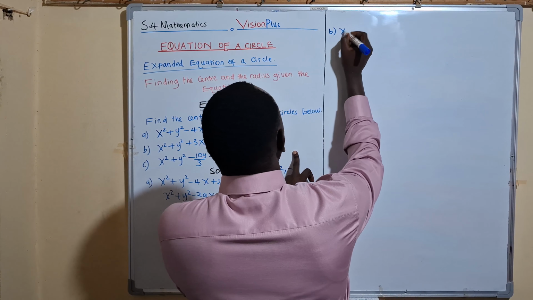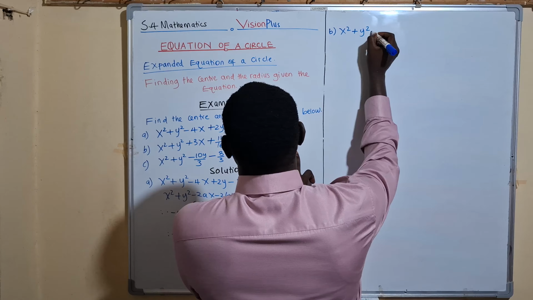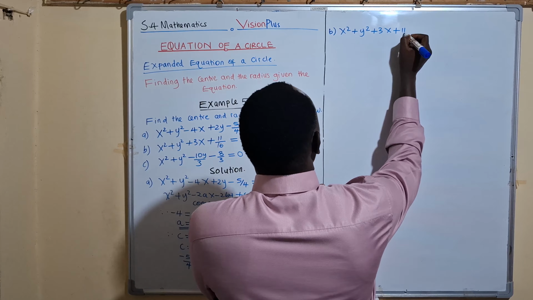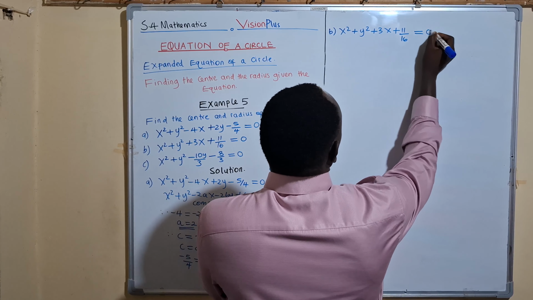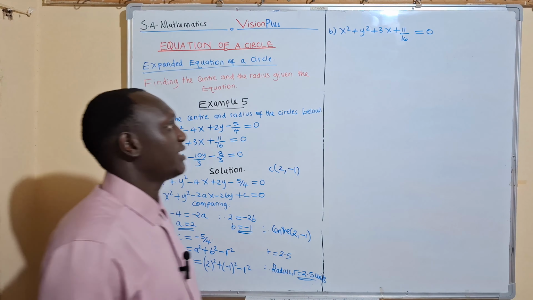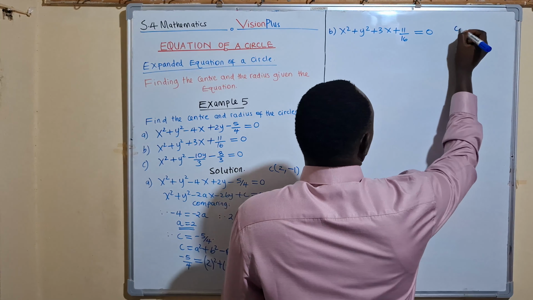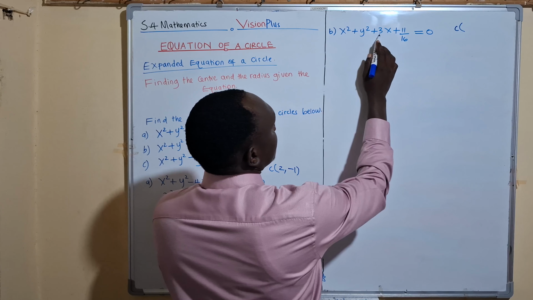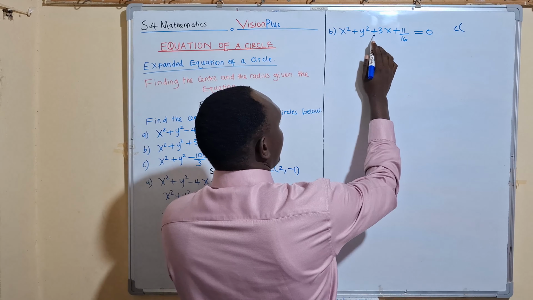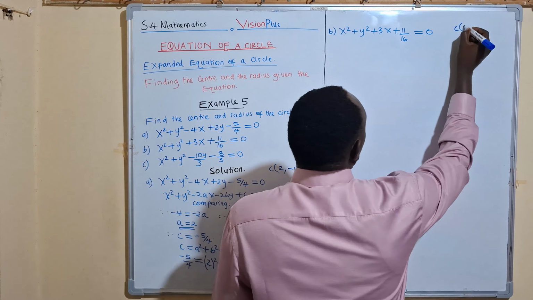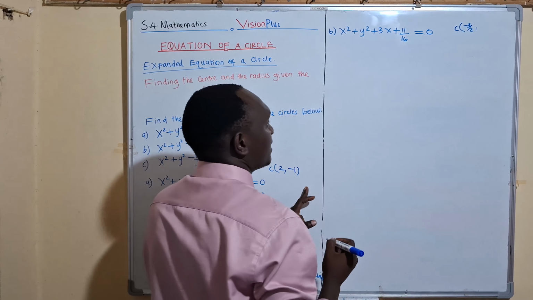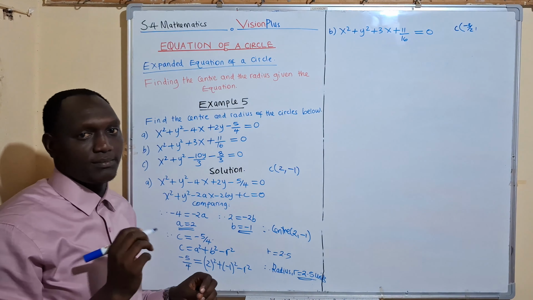Question B is x squared plus y squared plus 3x plus 11 over 16 equals 0. We're going to compare it to the original equation of the circle. Now, by inspection, you come to the coefficient of x, which is 3. You change the sign. If it is plus, you make it minus. So negative 3 divided by 2 is simply negative 3 over 2 in fractions, or you can write it in decimal as negative 1.5.